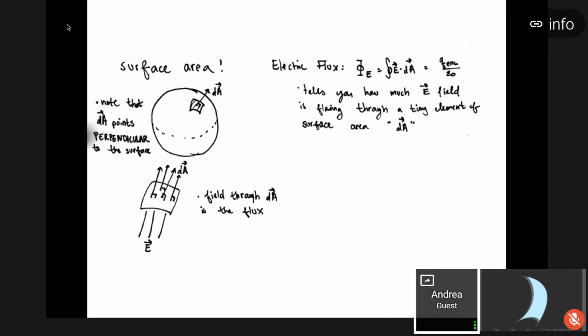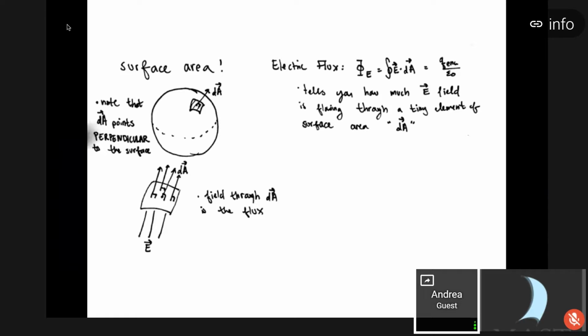Here I have a zoomed in picture of this patch dA, and you can see the electric field generated by some charge distribution flowing through it. The number of field lines flowing through this patch dA is the amount of flux through this little patch. The integral over the entire area of all of these dAs, so the sum of all of those brought together, would be the electric flux through that entire sphere.